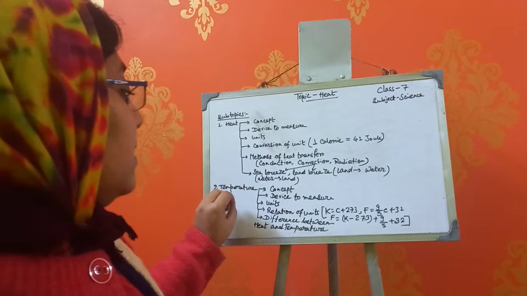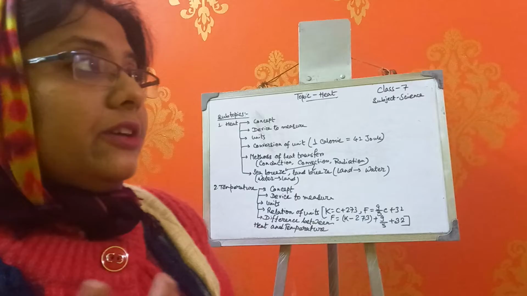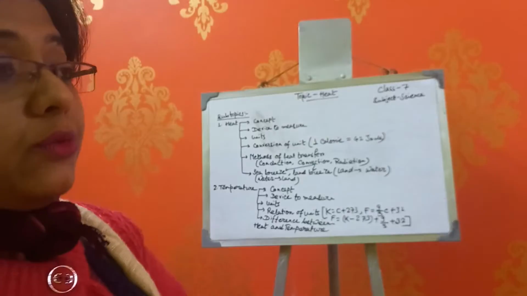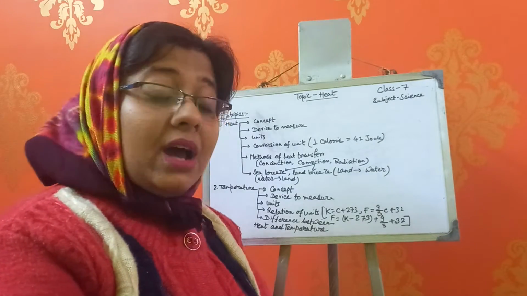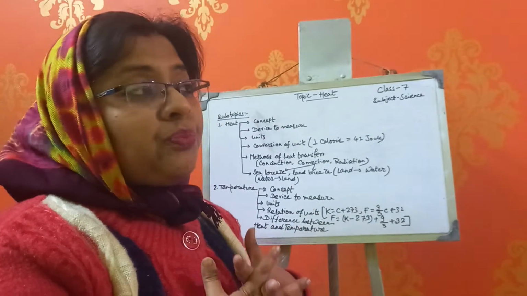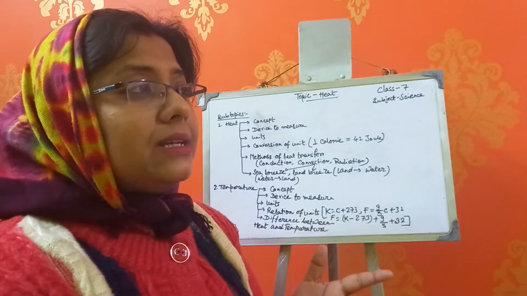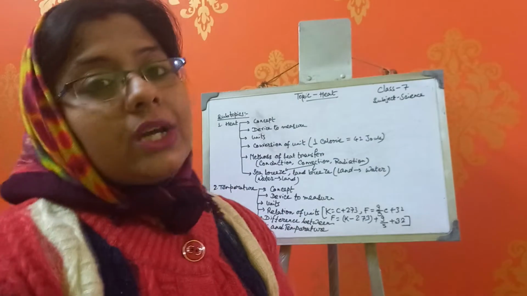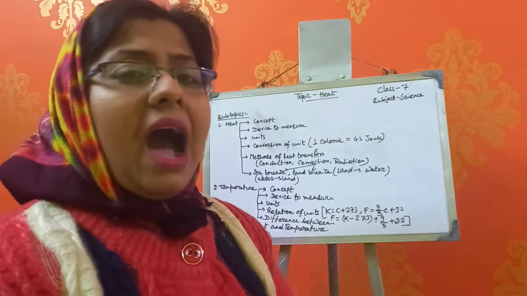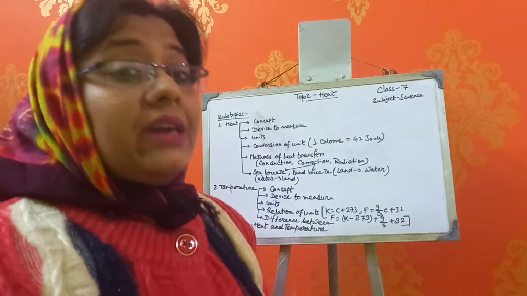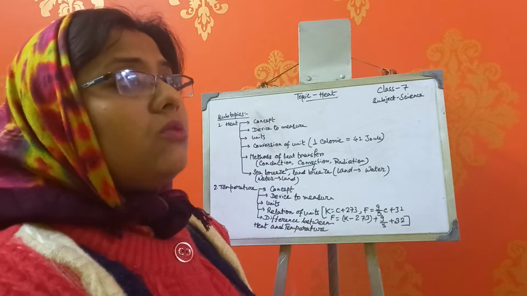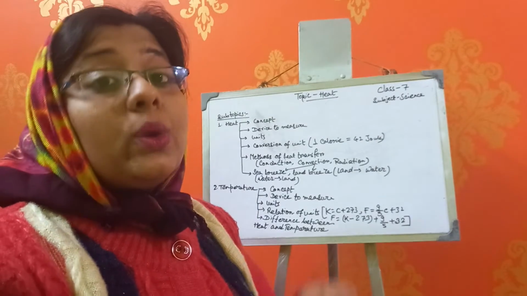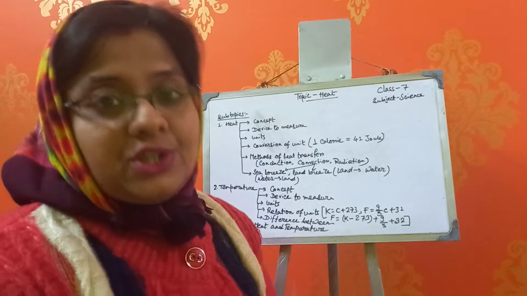Now we are coming to the next topic, temperature. The first thing is the concept. Concept means definition. We have to understand what temperature is. Temperature is the degree of hotness and coldness of any object. If I say the object is cold, how cold is it? If I say this is a very hot object, how hot is it? So the degree of hotness and coldness we measure by temperature.